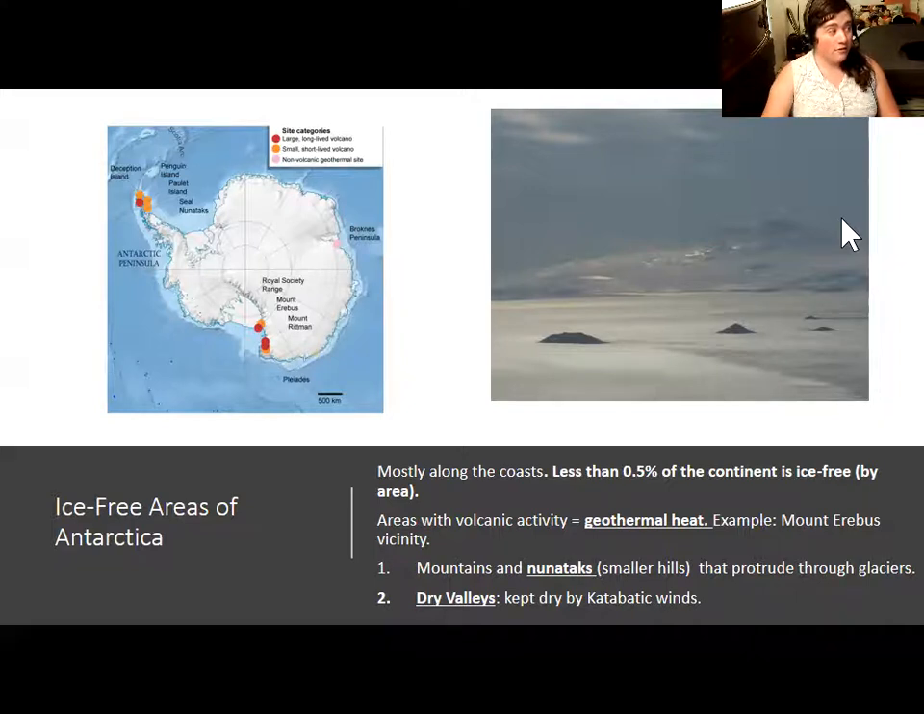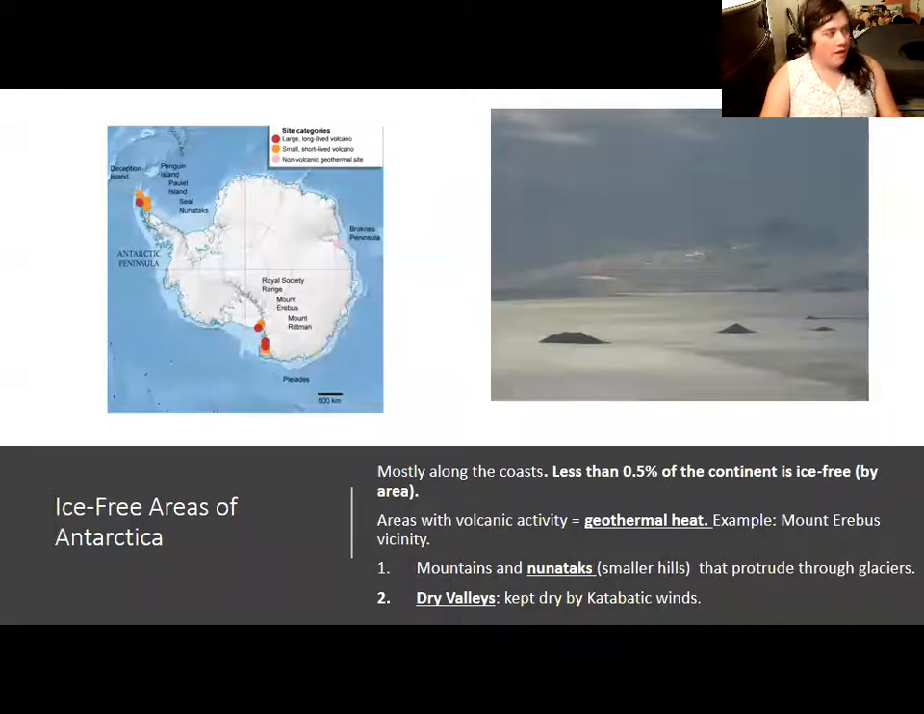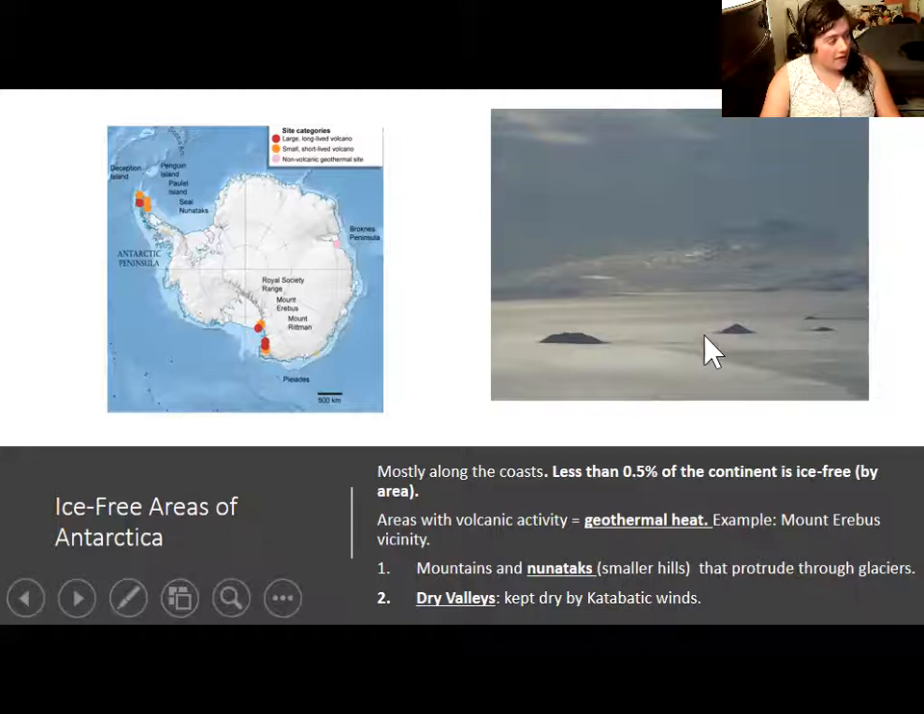You might have volcanoes like this. I wish I got a better picture of Mount Erebus, but this is the picture I got to take of Mount Erebus. And volcanoes produce heat, which keeps them relatively ice-free. You're also going to have some mountains sticking out. You'll also have these little things that are called nunataks. Those aren't quite mountains. They're not nearly as tall as Mount Erebus, but they're little hills, basically, that stick out of the glacier. And then you have the dry valleys, which are kept free by the winds.